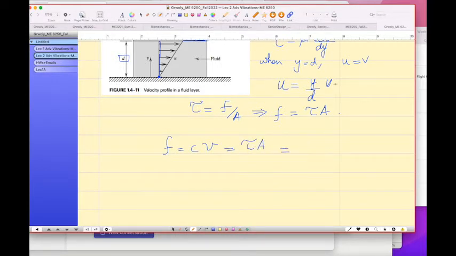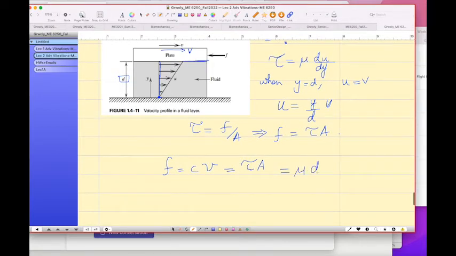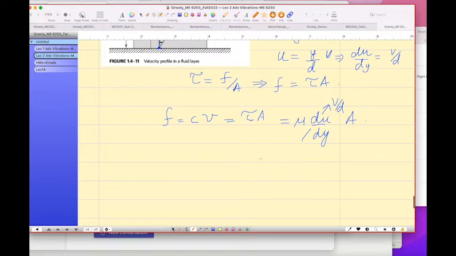What is tau? Tau equals mu du over dy, times A. And what is du over dy? It equals v over d, so you can plug in v over d from that equation. So mu v over d times area equals tau times area, and this is equal to the force. So force equals C v, and Cv equals mu v over d.